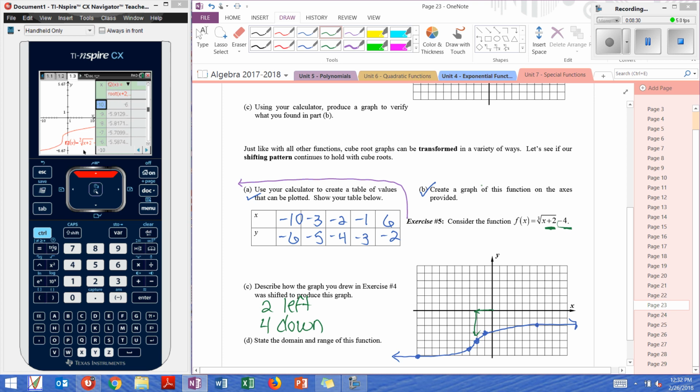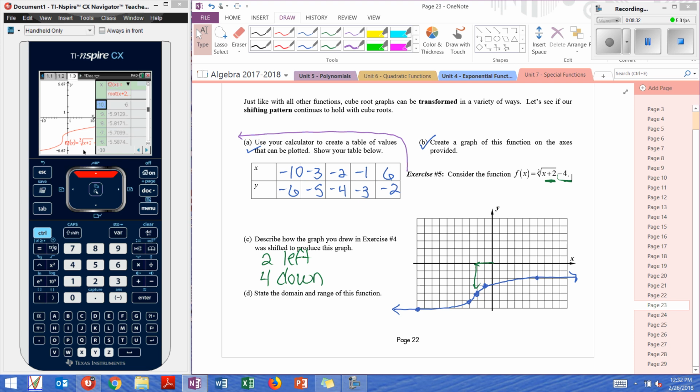Because inside, outside, left, right, up, down. And then D says state the domain and range. Well, the great part about the domain and range of cubics, no matter what it is or where it is, the domain and the range are both the set of all real numbers. So the domain is from negative infinity to positive infinity, and so is the range.